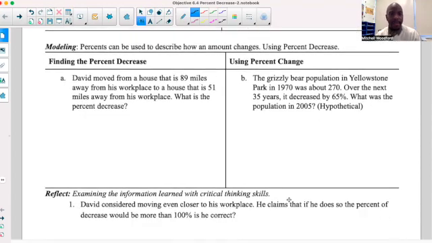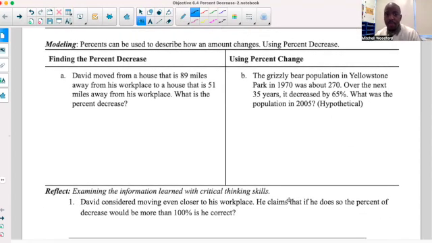Look at the modeling. David moved from a house that is 89 miles away from his workplace to a house that is 51 miles away from his workplace. What is the percent decrease? We have David, he's originally at 89 miles. So if you want to know that that's his original or his starting point, that's a good place to go. So you can say original is here. His new area where he's at is actually 51. What is his percent decrease? Notice they didn't give us the percent, so you're looking for the percent.